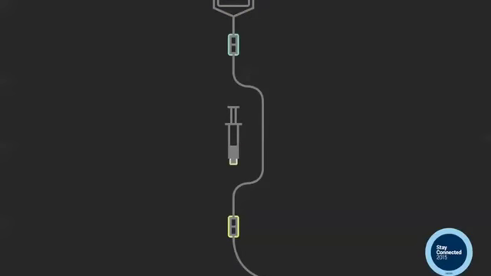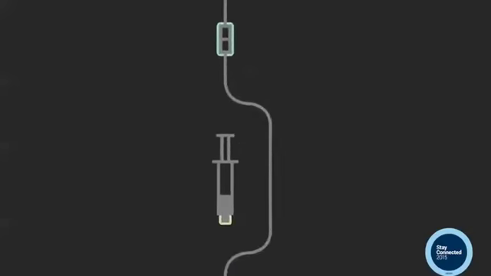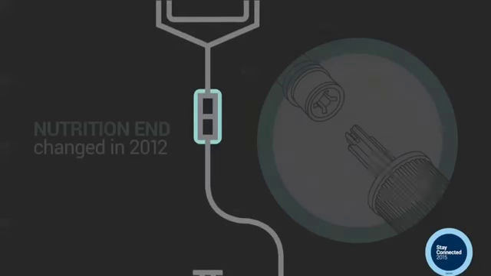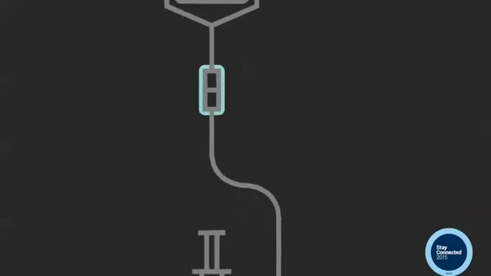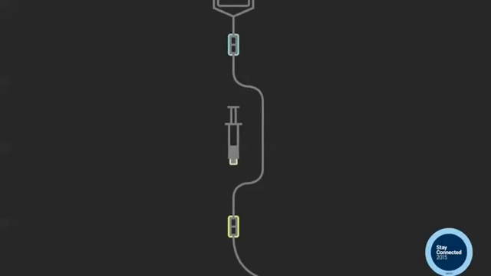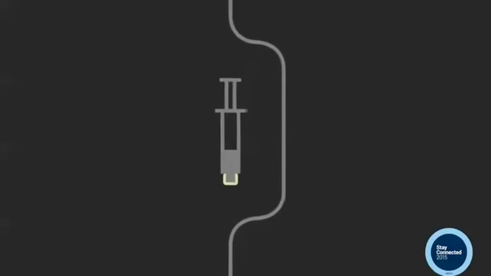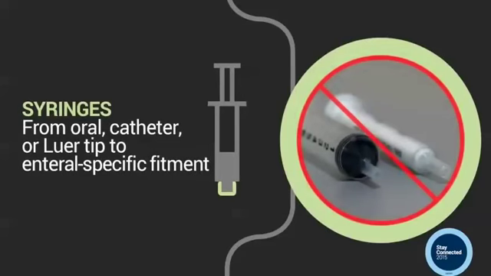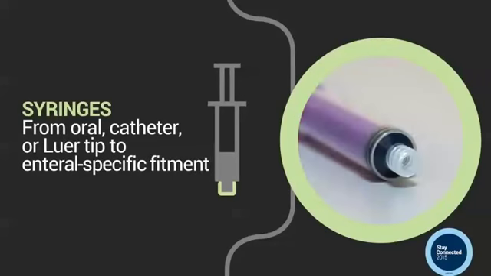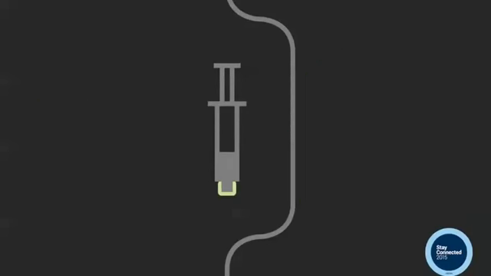The new design standard impacts the entire enteral system. The nutrition end, also known as the proximal end connector, was changed in 2012. The ENFit connector requires an enteral-specific syringe to administer medicine, flush, hydrate, or bolus feed. Oral, catheter, and luer tip syringes will not work in the new ENFit system. There are two tip versions of the enteral-specific syringe, single thread or dual thread, as shown here.